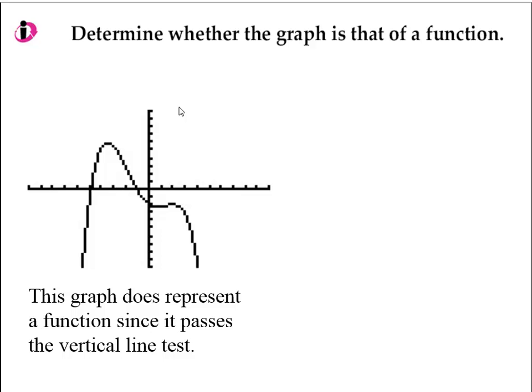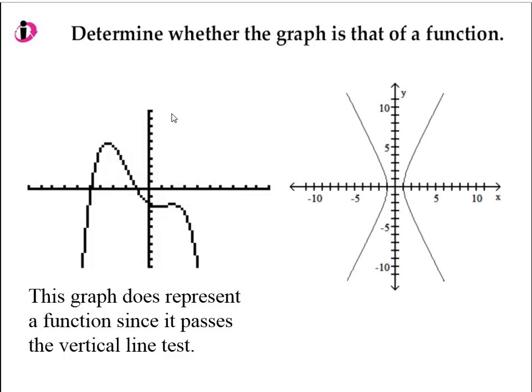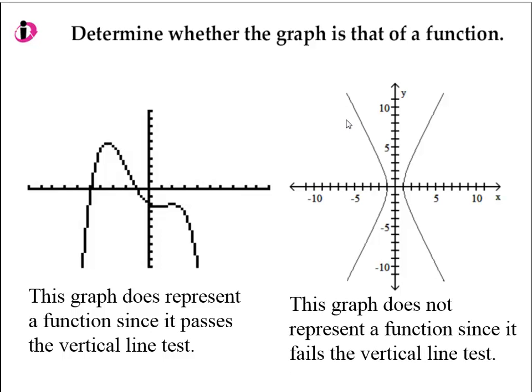So what would you say about this graph? If you said that this is not a function, good answer. Here's one example of a vertical line that's going to hit the graph twice. I got one intersection here, one intersection here. So this relation does not represent a function. It fails the vertical line test.